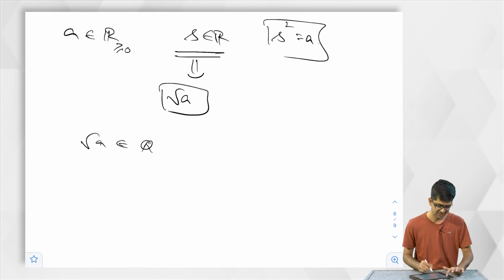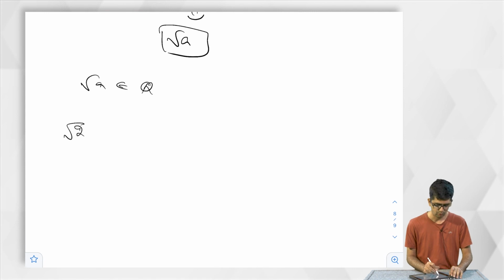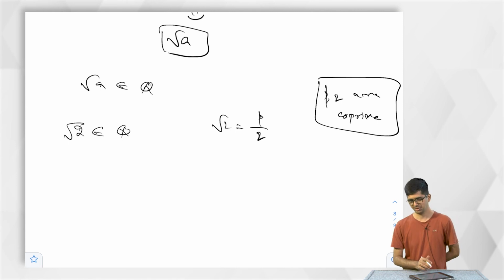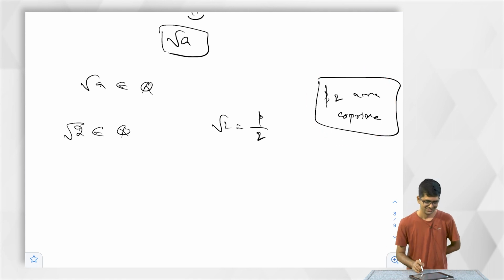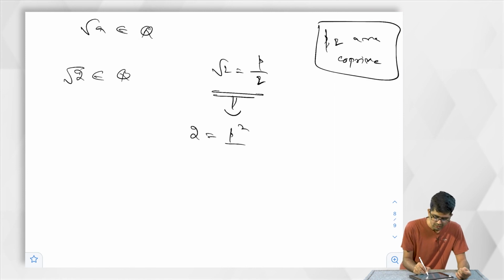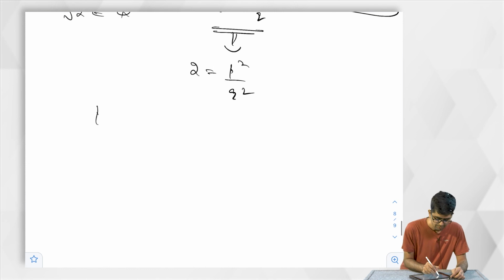So let us take this element root 2, and suppose root 2 belongs to Q. Which means root 2 is of the form P by Q such that P and Q are co-prime. Here I am assuming that you know some algebra, the fundamental theorem of arithmetic and all that. So I will just take square on both sides. This says 2 is equal to P square by Q square, so P square is equal to 2 times Q square.